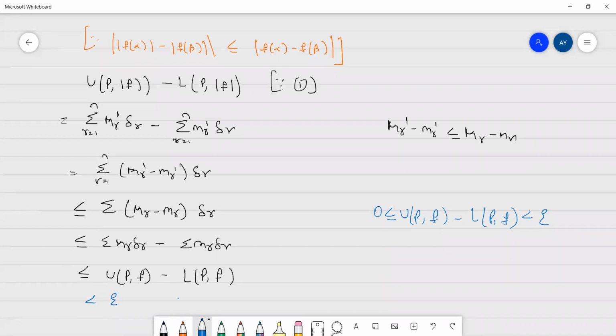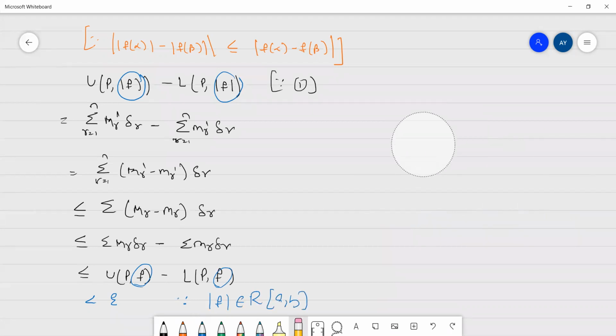Since we have taken mod f, U(P, mod f) minus L(P, mod f) is less than or equal to U(P, f) minus L(P, f). So we can tell that this mod f also belongs to R[a, b]. That is what we have proved: if f belongs to R[a, b], then mod f also belongs to R[a, b].